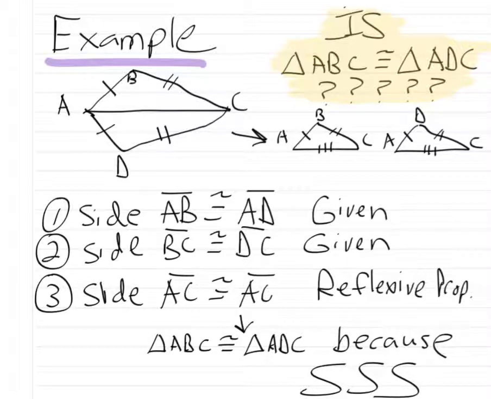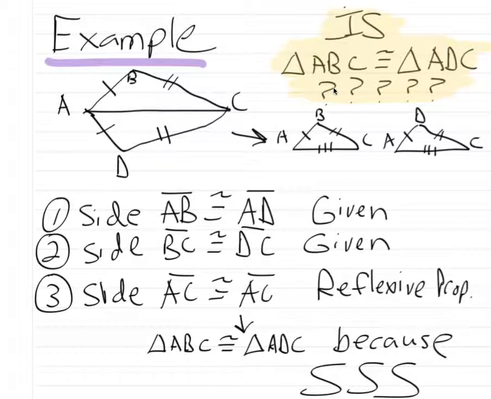Let's look at how you use one of these shortcuts. In the drawing, I have 2 triangles that share a common side. If you look, side AC is shared. The first thing I'm going to do is draw them separately, which I have done on the side. The question I'm trying to answer here is whether or not triangle ABC is congruent to triangle ADC. And let's go step by step through following the numbers I have labeled.